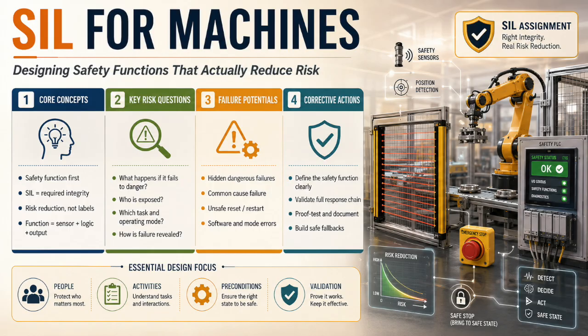The best safety systems are not the ones with the most impressive certificates. They are the ones whose functions are clearly defined, whose assumptions are visible, whose failures are anticipated, whose fallbacks are deliberate, whose tests are real, and whose integrity matches the risk. That is engineering, and that is the standard we should hold ourselves to.